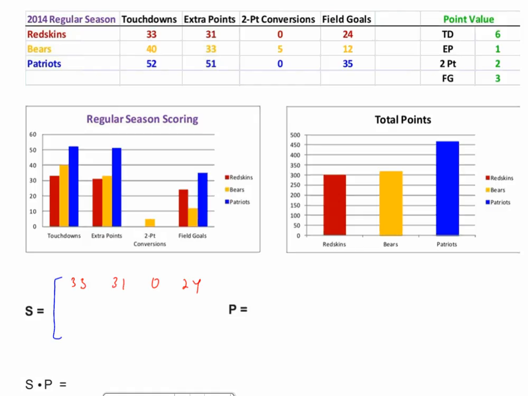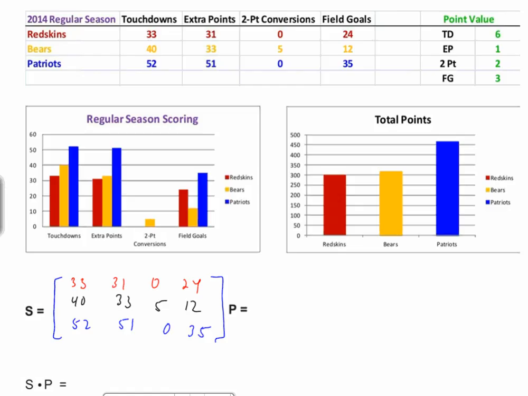And I'm not going to do yellow because that's not going to show up, so I'll do the Bears in black. So second row is going to be the Bears: 40, 33, 5, and 12. And the last row is the Patriots: 52, 51, 0, and 35. So that's our scoring matrix, right? Just going right off the table: first row, second row, third row.